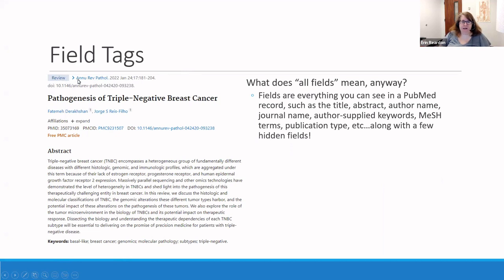It's in a journal called Annual Reviews of Pathology. You've got the date it was published, the title, the authors, and the author affiliations, which will be listed here, like someone from Emory University would have Emory University in their affiliations. You have the abstract, keywords, and MeSH terms. There are also some hidden fields that we can't see that PubMed is searching when it searches all fields, which seems fine, right?